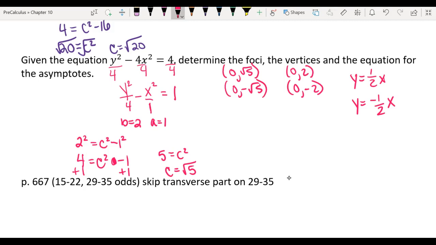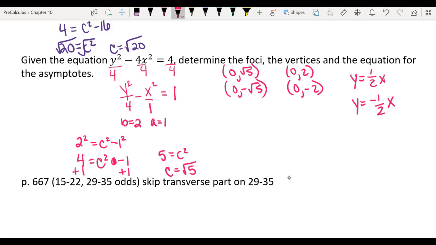And the vertices are the 0, 2, 0, negative 2. What about the square root of 5? The square root of 5 is your focus, each one. So this is one of your focus, this is your other focus, so together they're foci. Do you guys want to do some of these problems together? Yes. So you figure out y equals 1/2 x and y equals negative 1/2 x. That's switched from the top one because y was first. So it should always be the square root of the second over the square root of the first. Does that help?